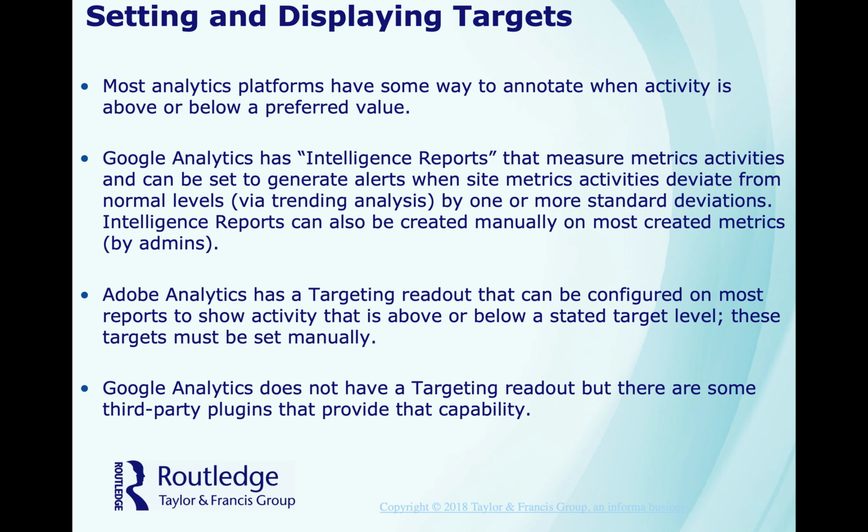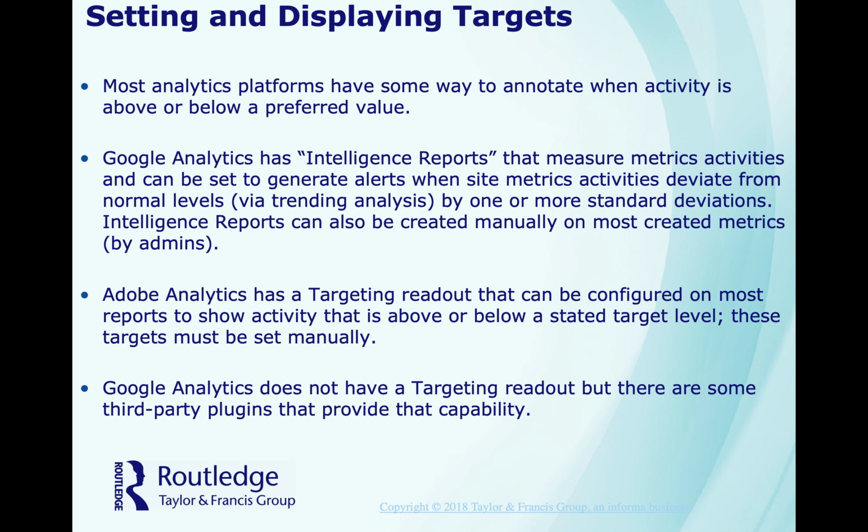Setting and display targets. Most analytic platforms have some way to annotate when an activity is being considered a preferred value. Google Analytics has intelligence reports that measure metrics and activities that can be set to generate alerts when a site metric activity deviates from normal levels. So, is something trending? Is something going wrong? It goes by one or more standard deviations. Intelligence reports can also be created manually through administrators.